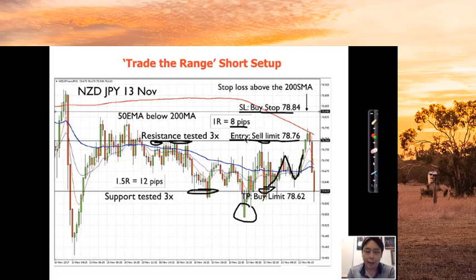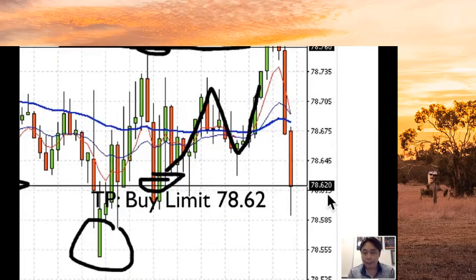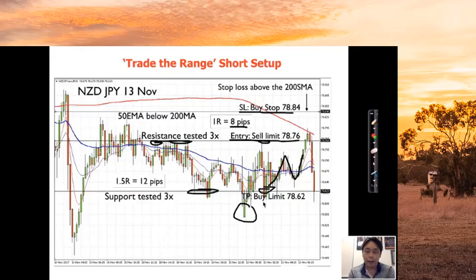So where's my target price? My target price would be at the previous support level, okay, which was at 78.62. That's my target price. So you can see that from 78.76 to 62, it's 12 pips. So my potential profit is 12 pips. My risk is 8 pips. So again, I'm risking 8 to make 12. I've got the risk to return ratio of 1:1.5.